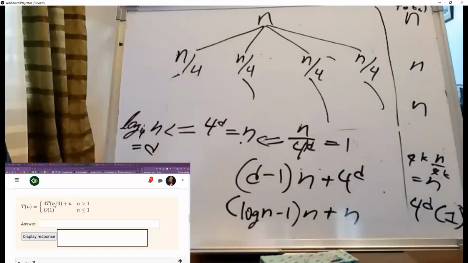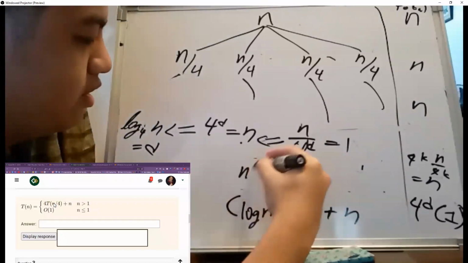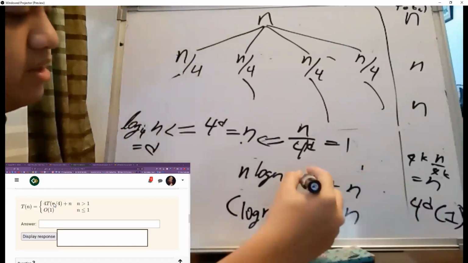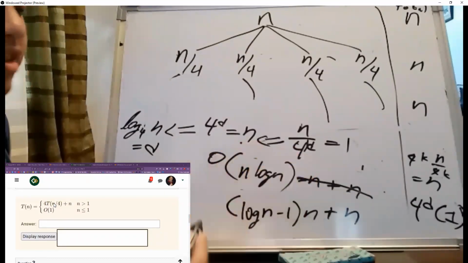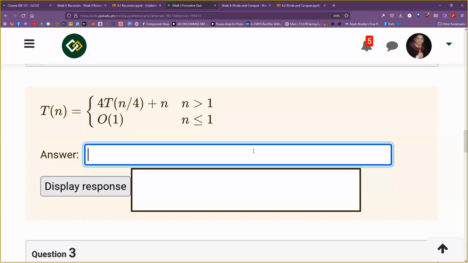So, yung ating final answer ay n log n minus n plus n. So, cancel out to. And ito na lang yung natitirang term. So, big O of n log n. So, pag nilagay natin to sa ating graph, will look like n times log n.